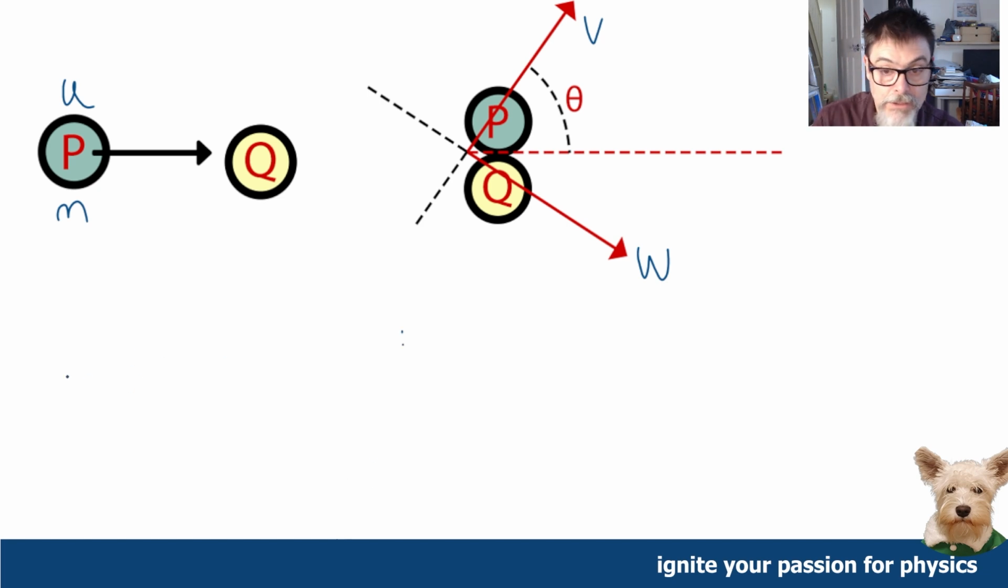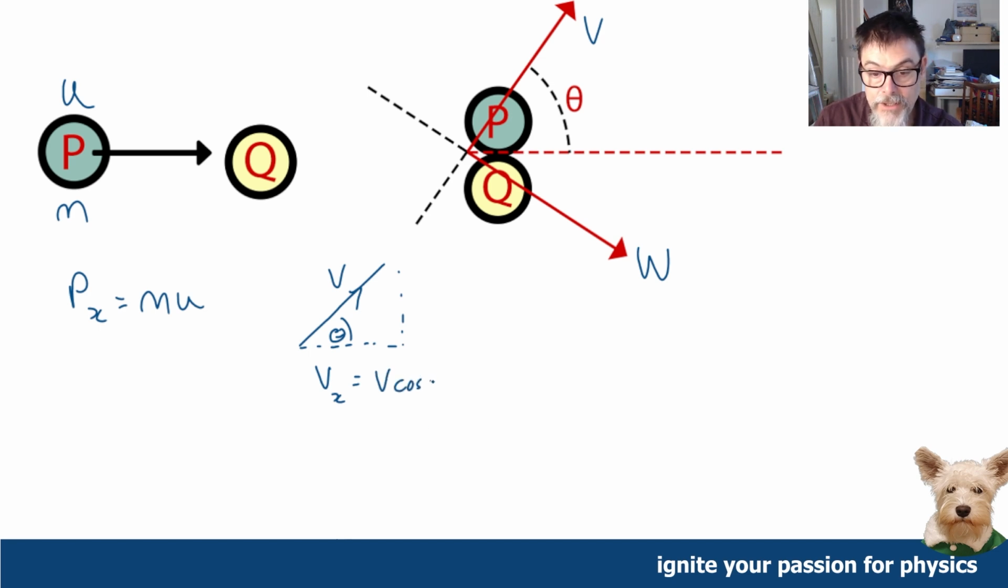We'll begin by considering the momentum in the x direction before the collision. Well, that's just going to be p in the x direction, and it's going to be equal to m times u, because Q is stationary. Now when we're dealing with the after situation, we need to consider the contribution of momentum in the x direction from each ball. So let's start with P. P is moving like this with a velocity v, and there's an angle to the horizontal of theta. Now we need to find the horizontal component, what we could call vx, and hopefully you can remember from your trig that that is simply going to be v cosine theta.